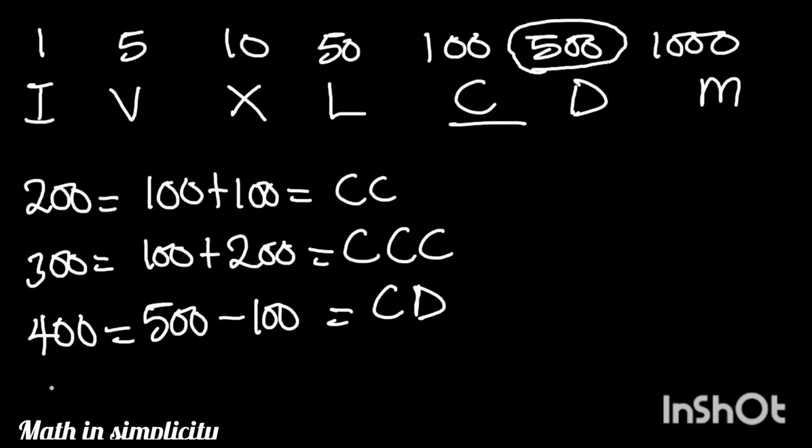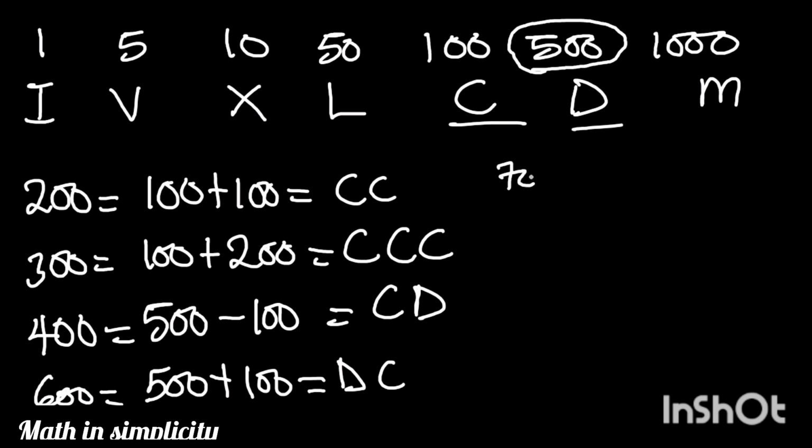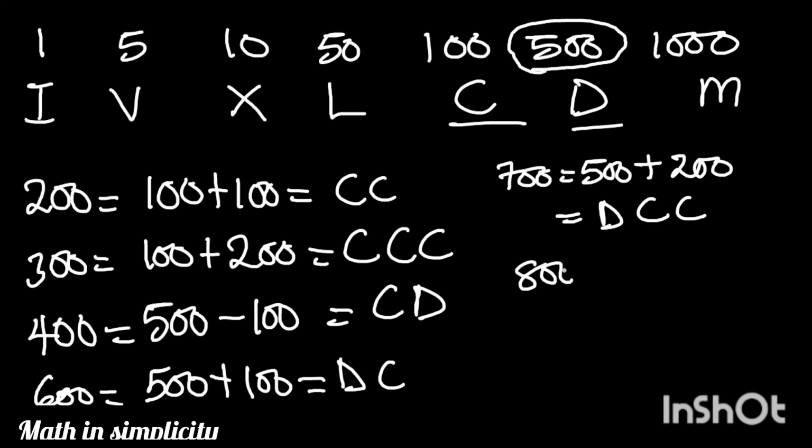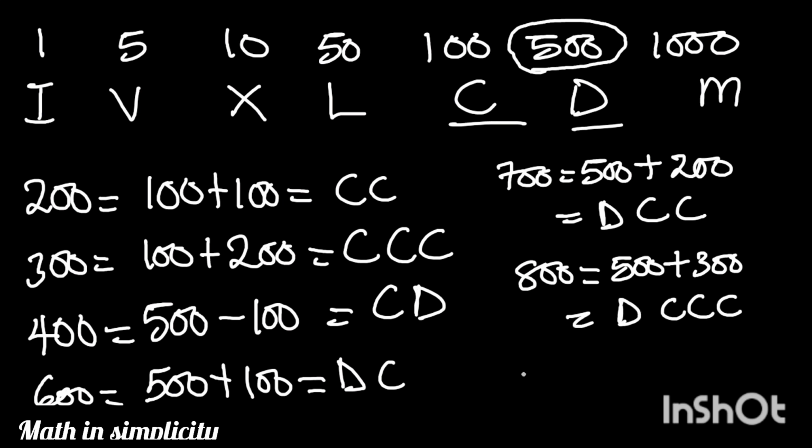The same thing for 600. 500 is already D, so we just jump that. 600 is after 500, so we're adding. What shall we add? That's just 100, so it becomes DC. 700. What are we going to add to 500 to give 700? 200, so it becomes DCC. 800. That's 500 plus 300. It becomes DCC and then C, until we get to 900, which is exactly before 1000.